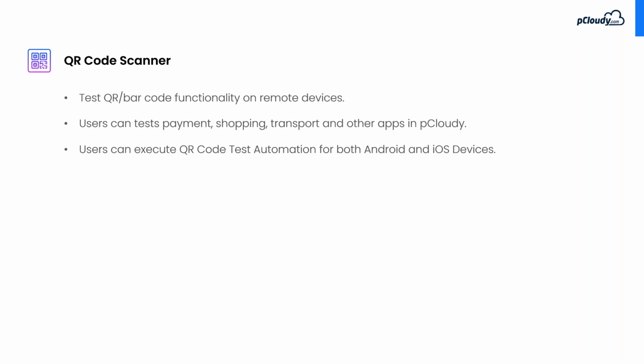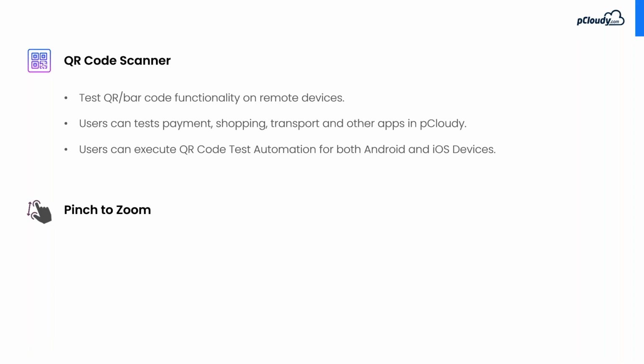It could be payment applications, shopping, transport, or any other apps that you want to test. And not just that, we also support QR code test automation. You can execute it using our API. We have APIs provided, which you can use. So let's take a look at it.